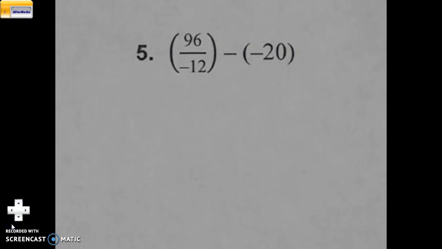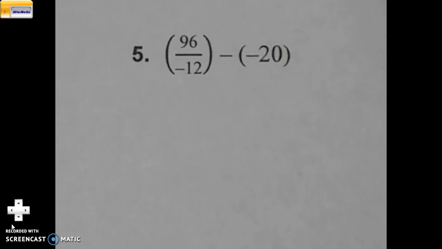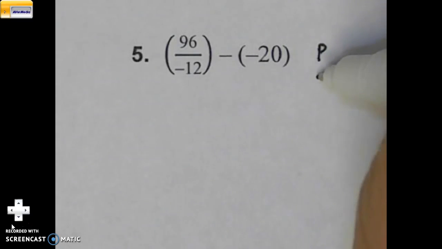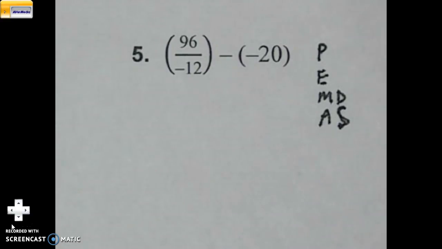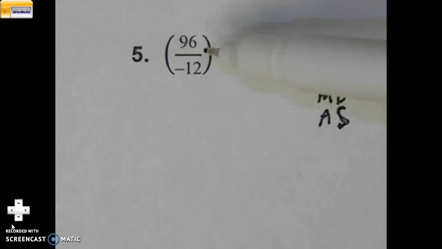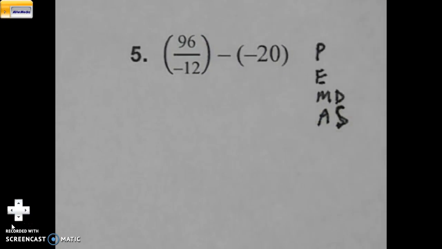Okay, problem number 5. Same thing, guys. When I have crazy problems like this, I put down what I call my grocery list. PEMDAS, my order of operations. Does it have parentheses? Yes, it does. There's parentheses here, but there's also parentheses here. Now this guy needs to be worked out. That simply means 96 divided by 12. And it is a negative 12.